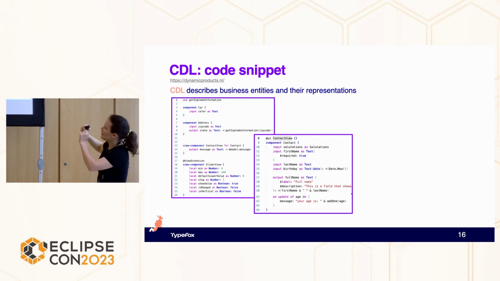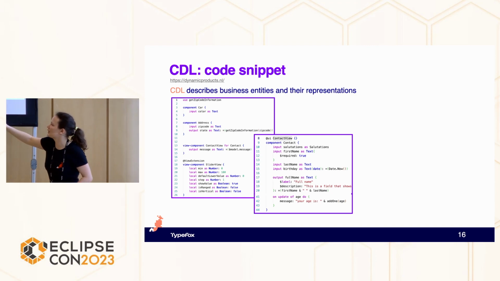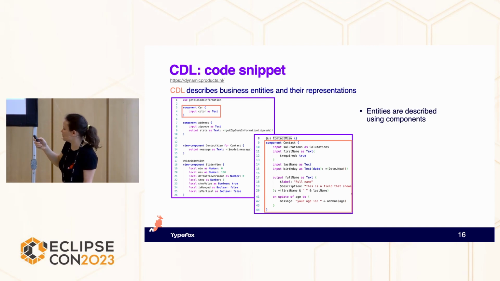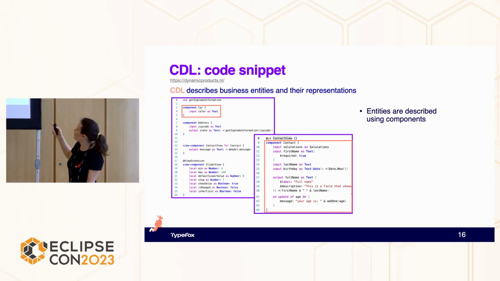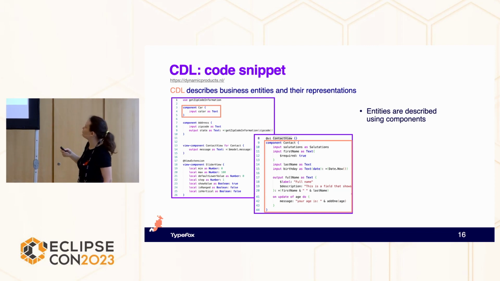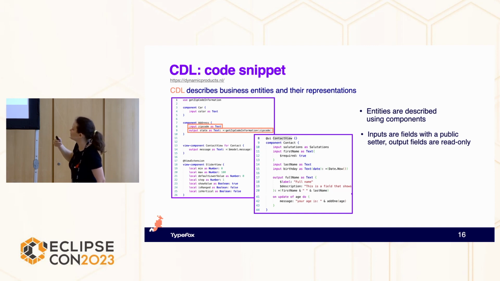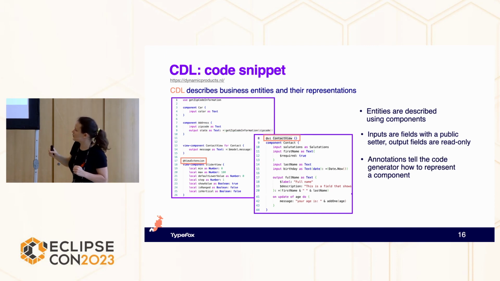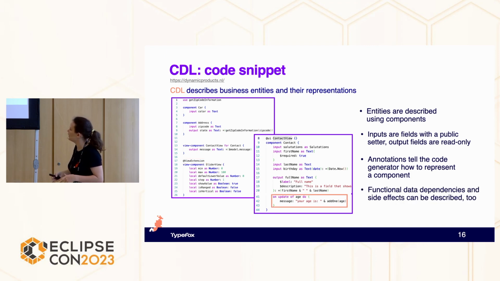That's how this language looks. It has entities that look like components. It has input and output fields to express public setters and read-only fields. It has annotations to tell the code generator how to represent the component, and it has some special syntax to describe effects and behavior of all this, because we describe not only the data model but also the behavior. This language has VS Code support.